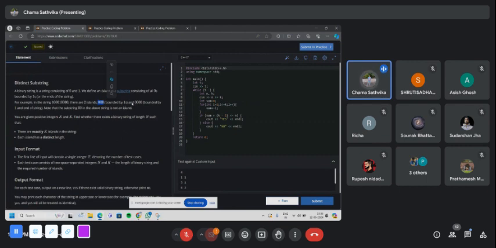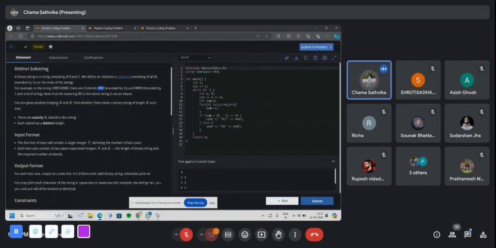Here, what is the meaning of island? Island means the zeros should be bounded by ones, or else it should be bounded by one at one end and at the other end it should be the end of the string. This is the meaning of island. First we need to understand this.